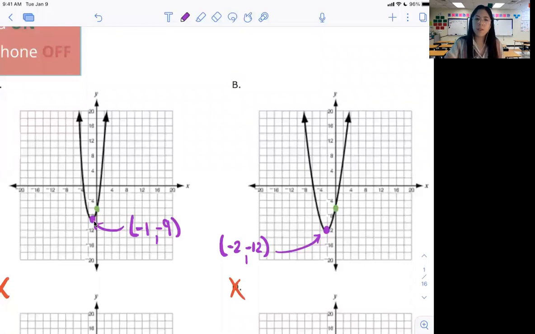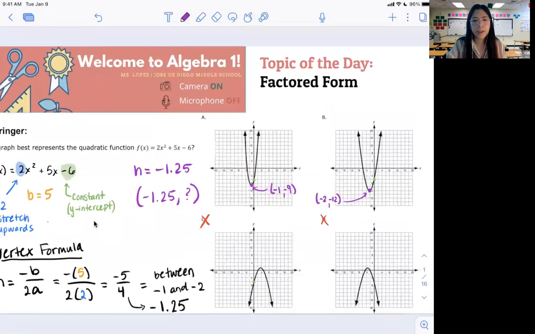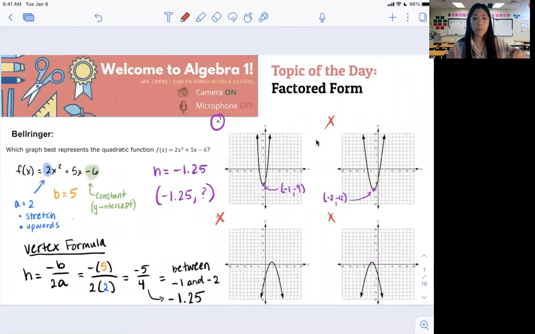So which of these fits a little bit more closely with what we have? It should be negative 1.25. A is closer because B is right smack on the -2. But we know it should be on the negative 1.25, so it's not B, it's A. So that was how you could figure out more exactly which one it's going to be. But if you took a guess and saw it's facing upwards and stretched out, that looks like A, you would have gotten the right answer anyway.